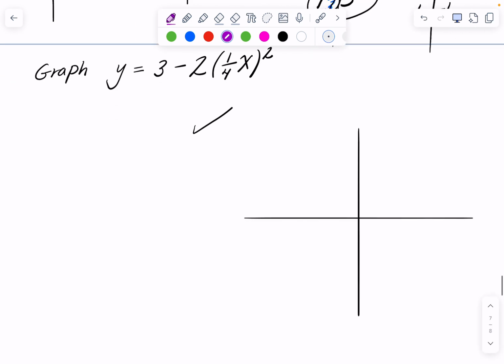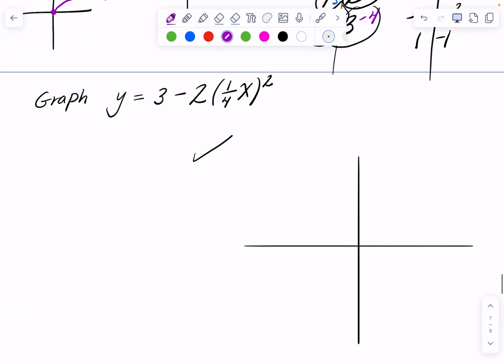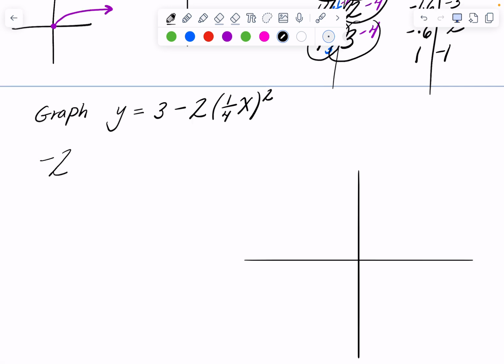Okay, this is our last example. I think we should probably at least write down the points or whatever. So it's not in the correct order. So you're going to reorder it. Write it as negative 2, 1/4 x squared, and then plus 3.